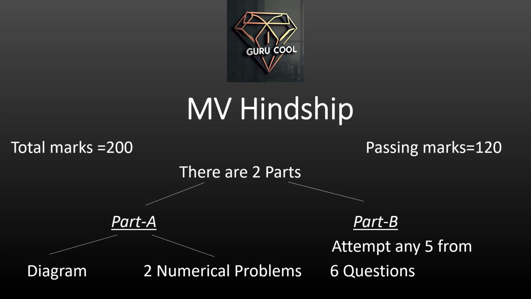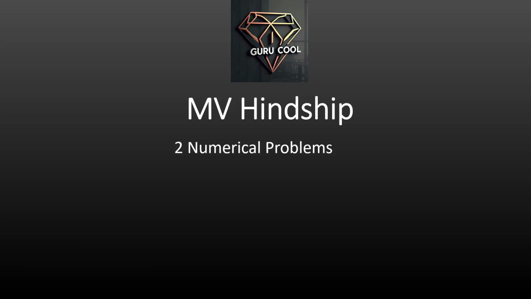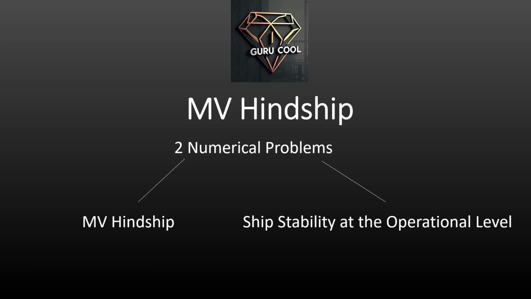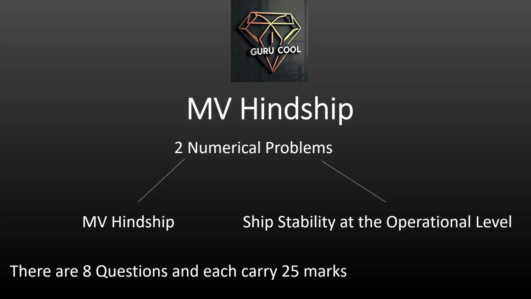In Part A, you will get one question for the diagram, that is from the ship's construction, and two numerical problems. In Part B, that is the theory part, you have 6 questions, from which you have to attempt any 5. From these two numerical problems, we have one from MV HINDSHIP and one from ship stability at the operational level, that is by Captain Subramaniam. So there are 8 questions which you have to attempt. There will be 9 questions actually. You have to attempt any 8 of them and each carries 25 marks. That makes it 200 marks.